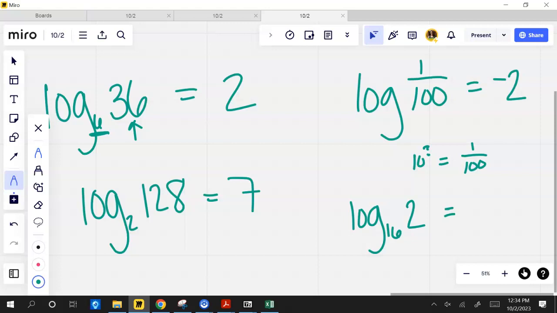Any idea? What you got, Corey? 1/4? Why 1/4? One fourth is the fourth root, right? The fourth root of 16.